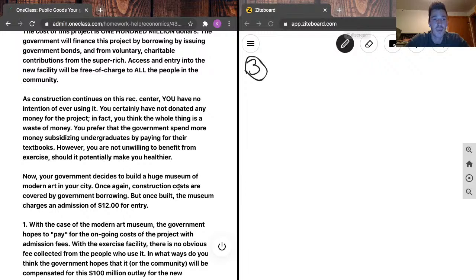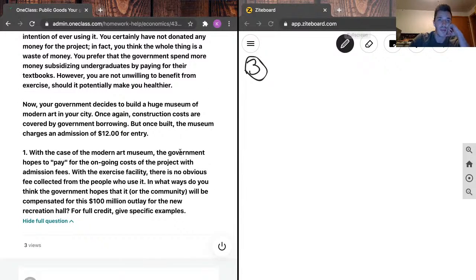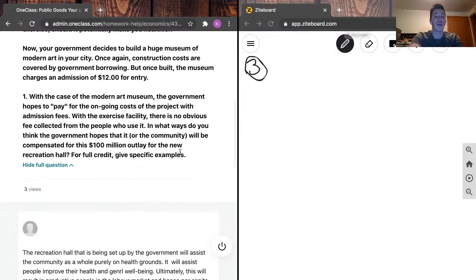You prefer that the government spend more money subsidizing undergraduates by paying for their textbooks. However, you are not unwilling to benefit from exercise should it potentially make you healthier. Now, your government decides to build a huge museum of modern art in your city. Once again, construction costs are covered by government borrowing. Once built, the museum charges an admission of $12 for entry. With the case of the Modern Art Museum, the government hopes to pay for the ongoing cost of the project with admission fees. With the exercise facility, there is no obvious fee collected from the people who use it.